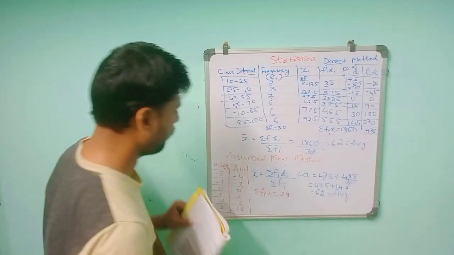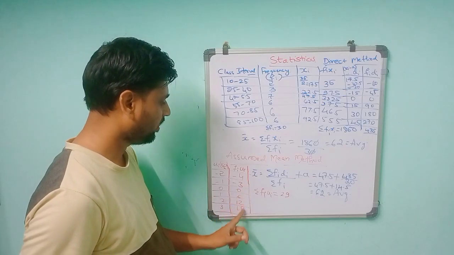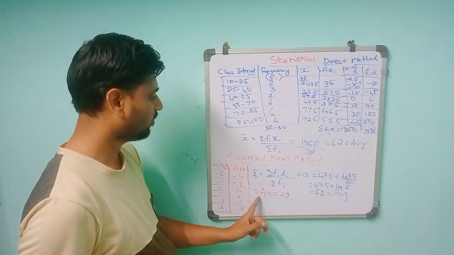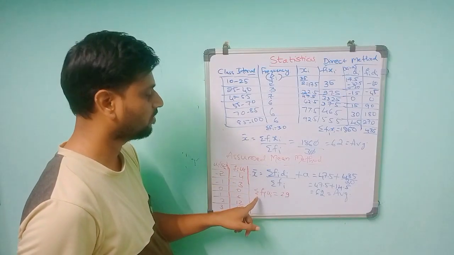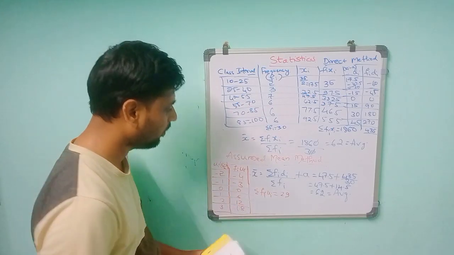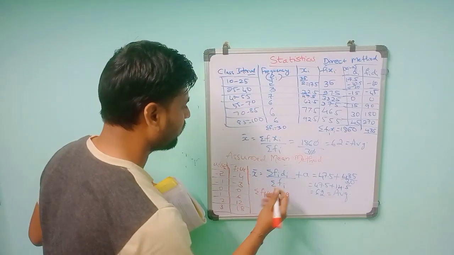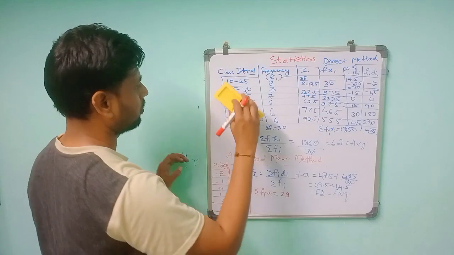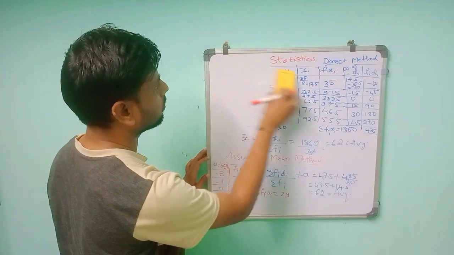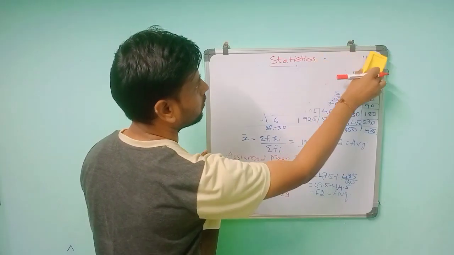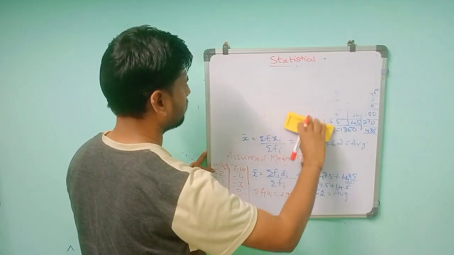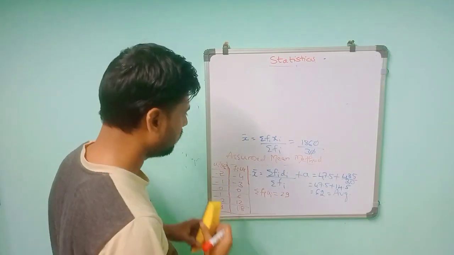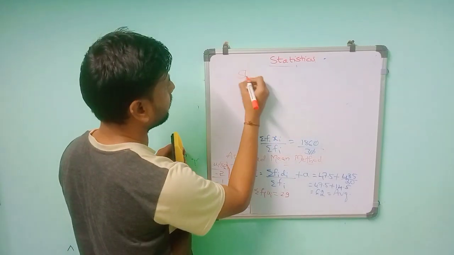Why? Because minus 4 is there, minus 3 is there. So first add the positive values. 6 plus 12 is 18. 18 plus 18 is 36. 36 minus 7 is 29. So you got the sigma fi ui. This summation means this is the total value. All the values' total will be sigma fi ui equal to 29. So the formula for this one is... so what is the step deviation method?